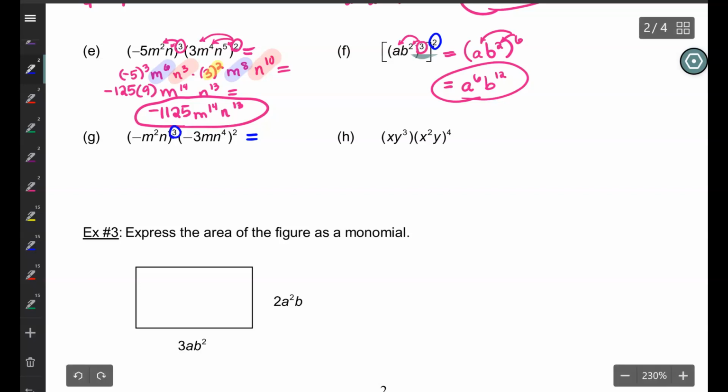Okay, so first I'll do the third. Now this negative in front is really a -1. So if I do -1 to the third power, that's going to be -1 times -1 times -1, which is just -1. And then we'll have m to the 6th power. So remember, we're multiplying exponents first. Then that's going to be n to the 3rd.